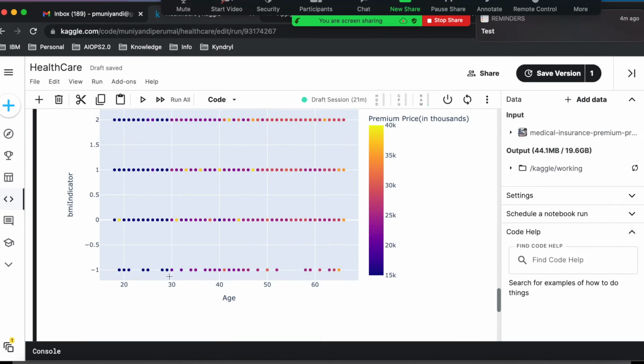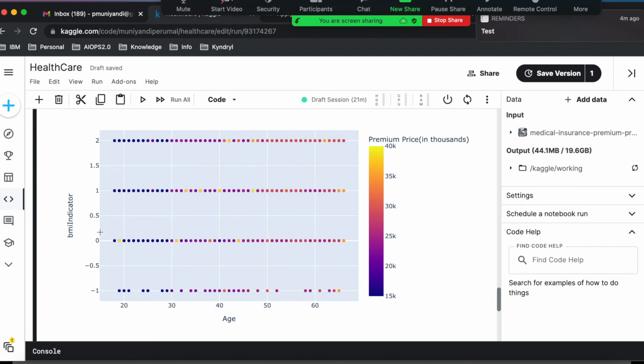In the scatter plot, I have age here. I have the health indicator here. The health indicator is the BMI indicator, starting from -1 to 2, right? As per -1, 0, 1, and 2. These are the four indicators we have. -1 means underweight, 0 means normal weight, 1 means overweight, 2 means obesity. Okay, so the people who have even obesity, and then age of 20.